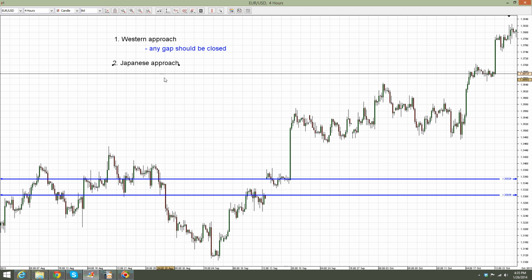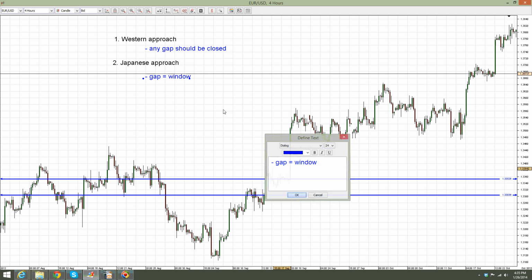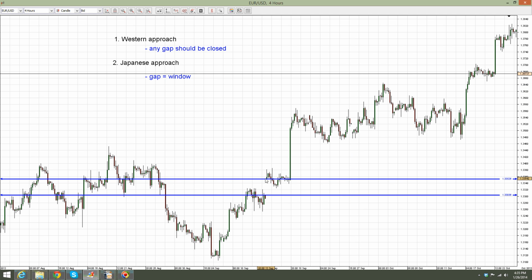The Japanese approach is a bit different than the one from the Western world, in the sense that a gap is actually called a window. So under the Japanese approach, gap equals window. What does it mean, window? Well, it is exactly what it means. A window, a blank space, a void space between the candles in a specific chart.